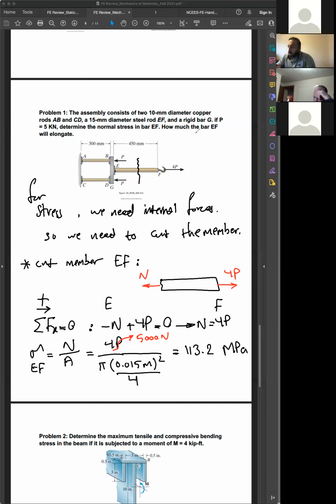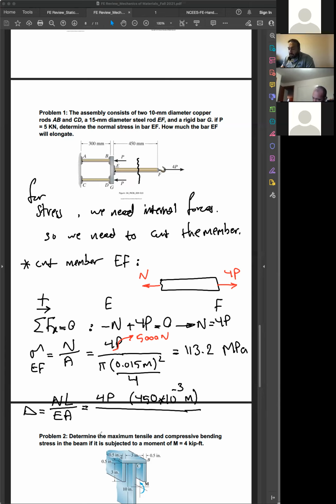The second says, how much will the bar EF elongate? All right, the elongation. So you know that the axial elongation can be found by NL over EA. Remember that? So this is the formula to follow for axial elongation. The N you have found is 4P. So 4P is the force. The length of the member is 450 millimeters. So let's say 450 times 10 to the power of negative 3 to make it in meters, over E.